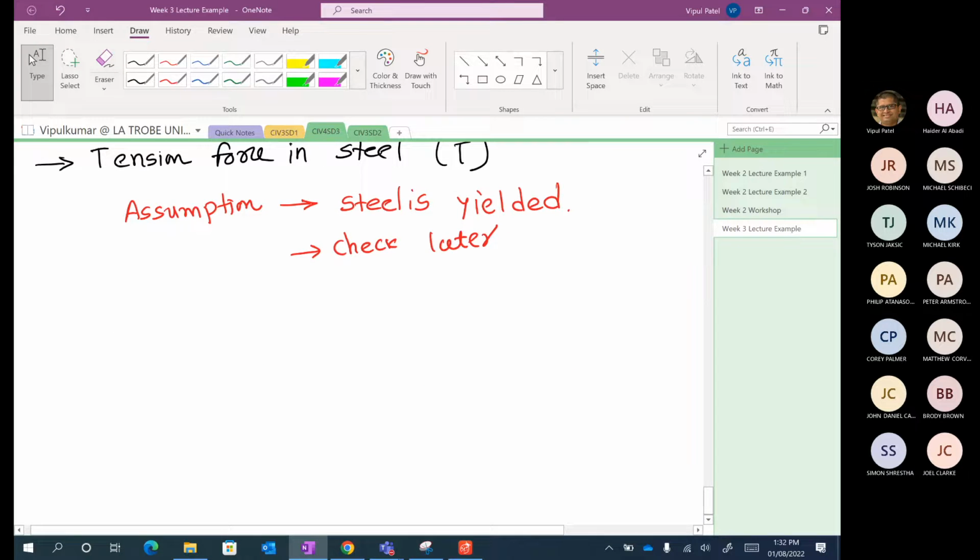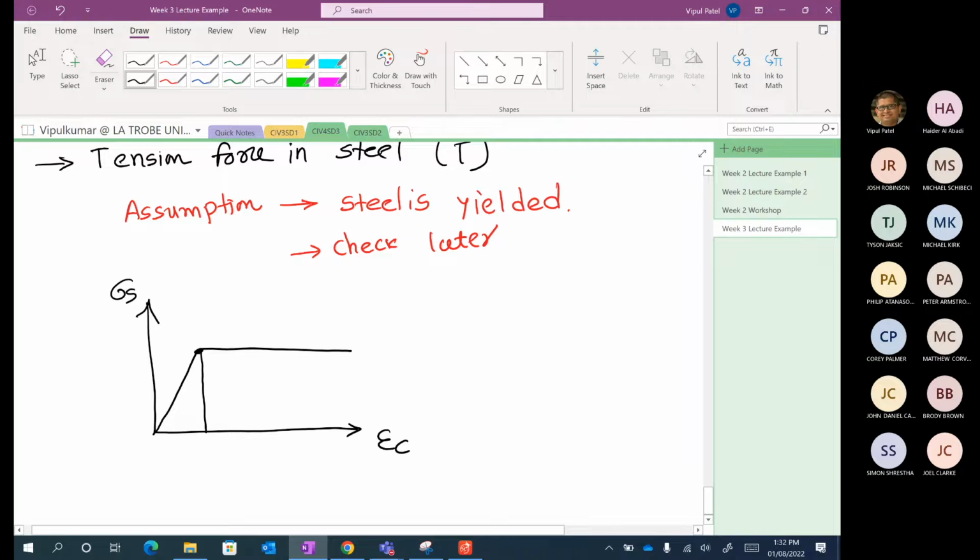Now what does it mean that the steel is yielded? For example, let's say this is a steel stress strain curve. The standards allow you to use this elastic, perfectly plastic stress strain curve. So this is the yield point, epsilon sy and fsy. So we say that when we load the beam, the steel is going to yield. Yielded meaning it will permanently deform. When you unload, the steel is not going to come back to its original position.